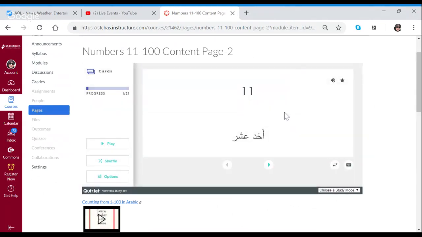Okay, 11, ahadasher. Just repeat after me. Ahadasher. Ithnaasher. Thalathatasher. Arbatasher. Khamsatasher. Sittatasher. Sabatasher. Thamaniatasher. Tisatasher. Good.